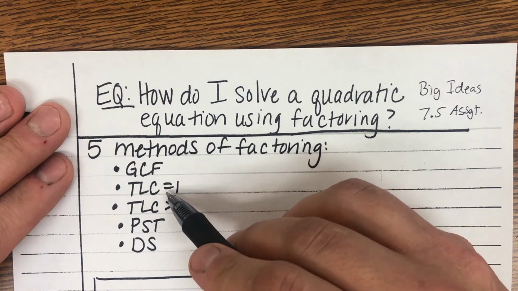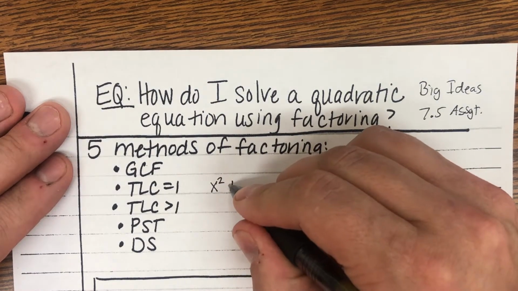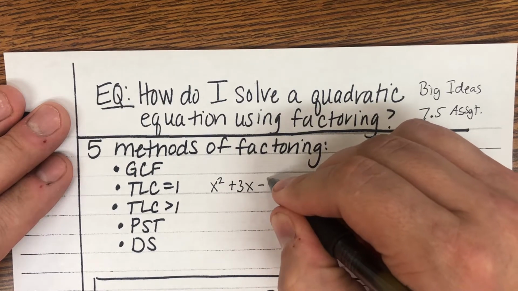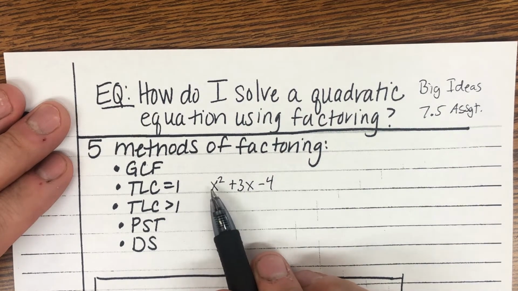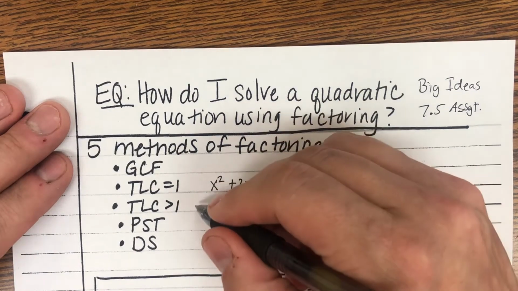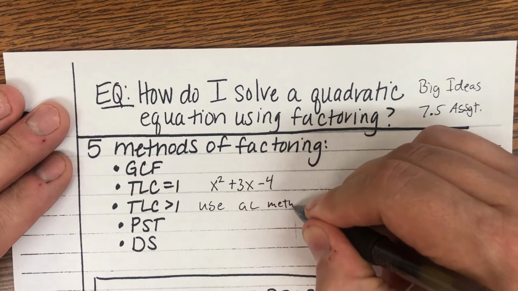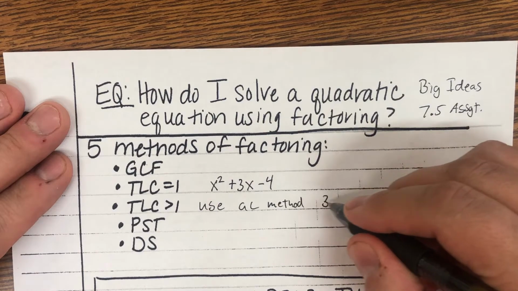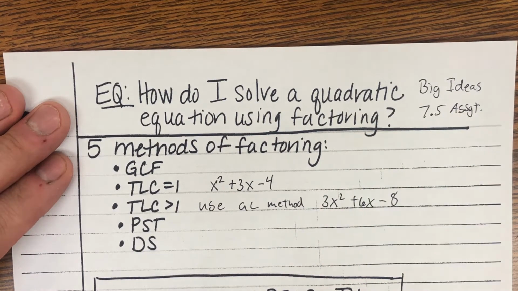If the TLC is equal to 1, that means it starts with just a simple x squared, plus 3x minus 4. Let's go with that. So that would be an example when the TLC is equal to 1, just an x squared. If the TLC is greater than 1, we will have to use the AC method. And that's when there's a coefficient in front of the x squared, so it looks something like 3x squared plus 6x minus 8, something like that.